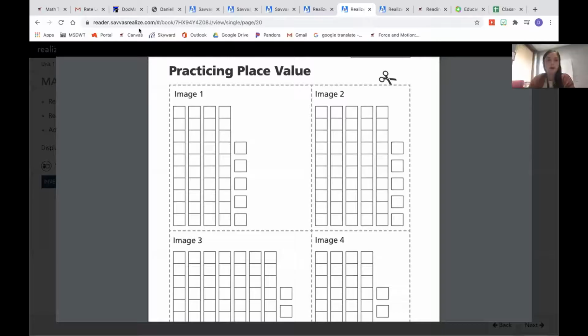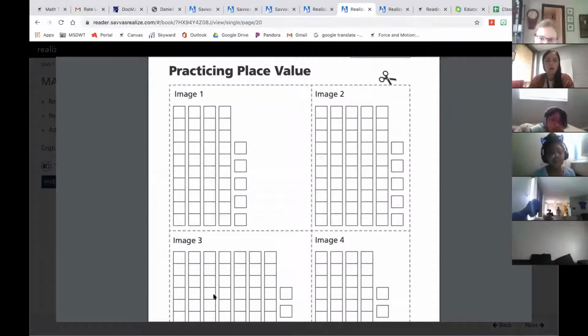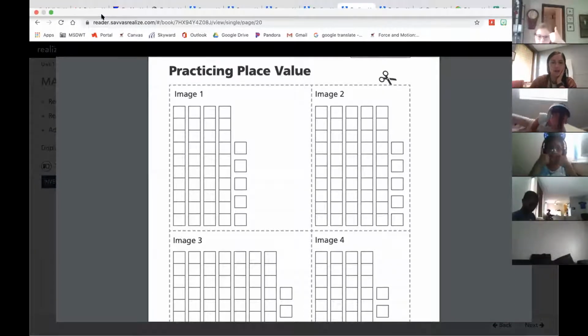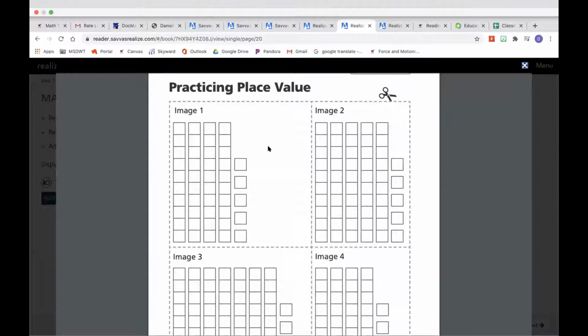Let's look at number 1. Image 1. Give me a thumbs up if you can see image 1. Baraka, can you see image 1? It is this one here.